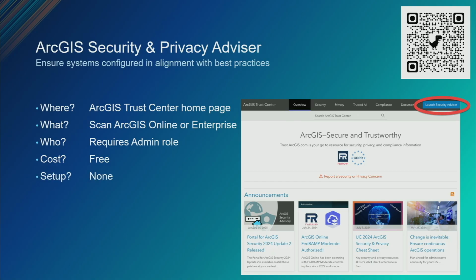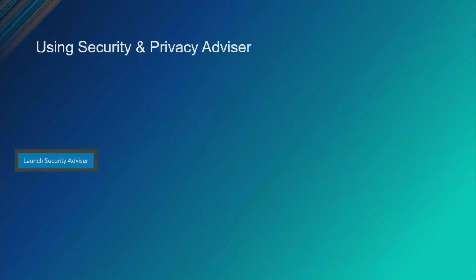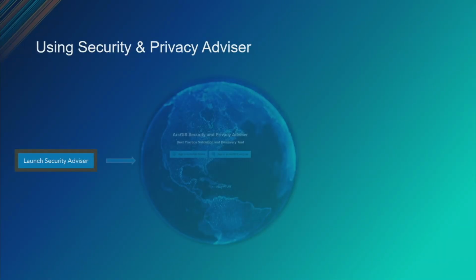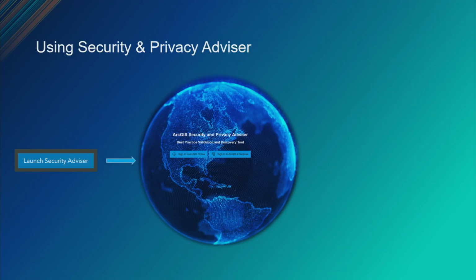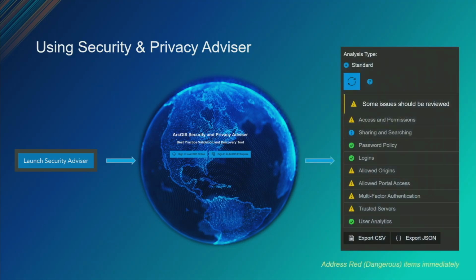There's no setup, you don't have to install anything, it runs in a browser. It takes about a minute, not even that long, to process everything. So what it looks like is you're going to launch the advisor, you're going to sign in to your enterprise or your ArcGIS Online org, and it's going to give you a structured view of different security controls and how your organization aligns to them. Now, it's going to be hard to make them all green, but you should avoid having anything that's red, right? So let's take a look at that.